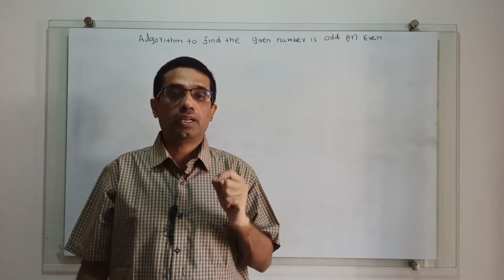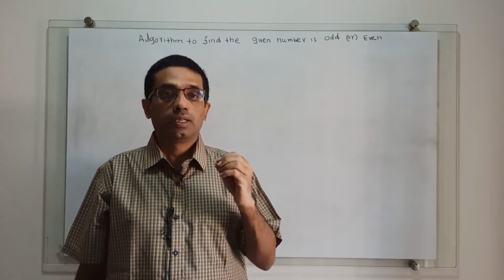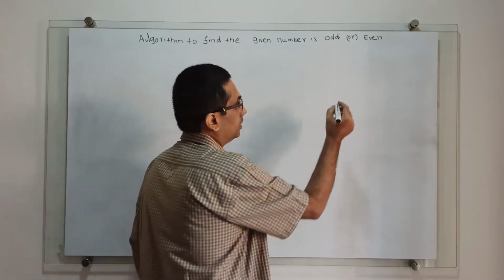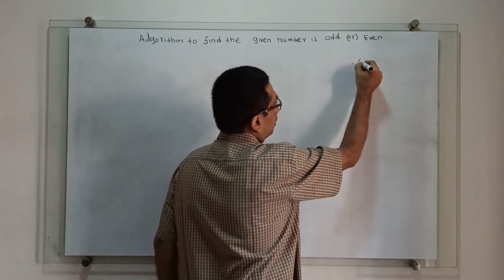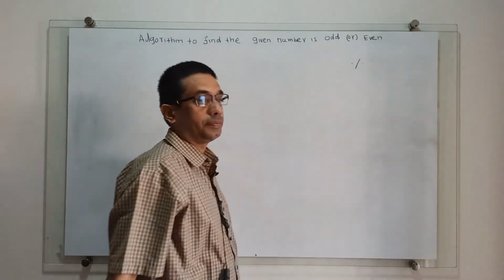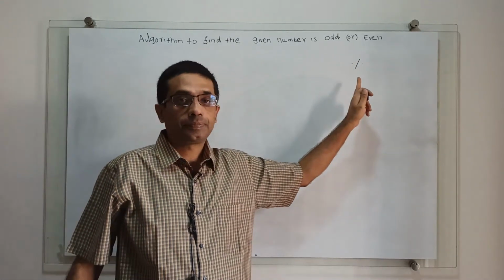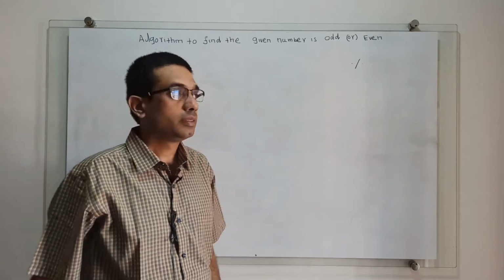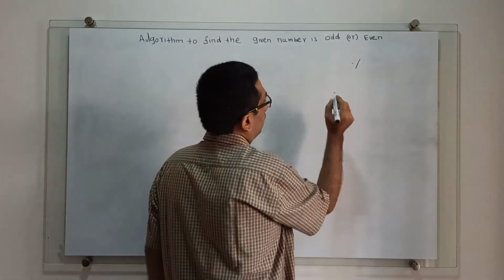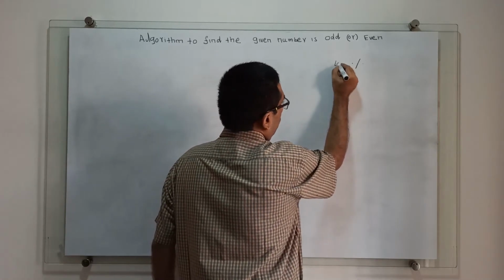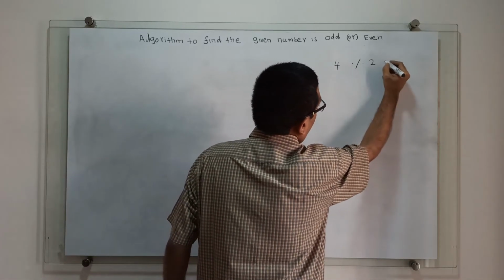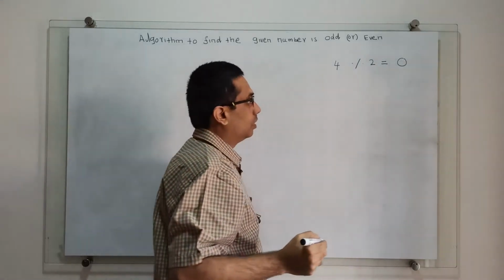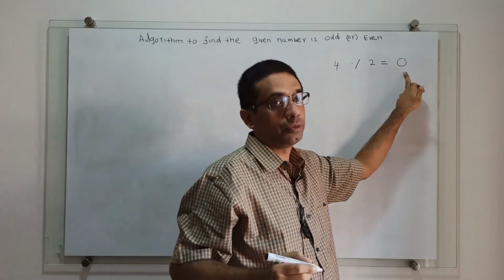Before going to the algorithm, I want to give some explanation about the modulo operator, the percentage symbol. This is known as the modulo operator. The modulo operator always returns the remainder. For example, 4 modulo 2 is equal to 0. So 4 by 2, the remainder is 0.